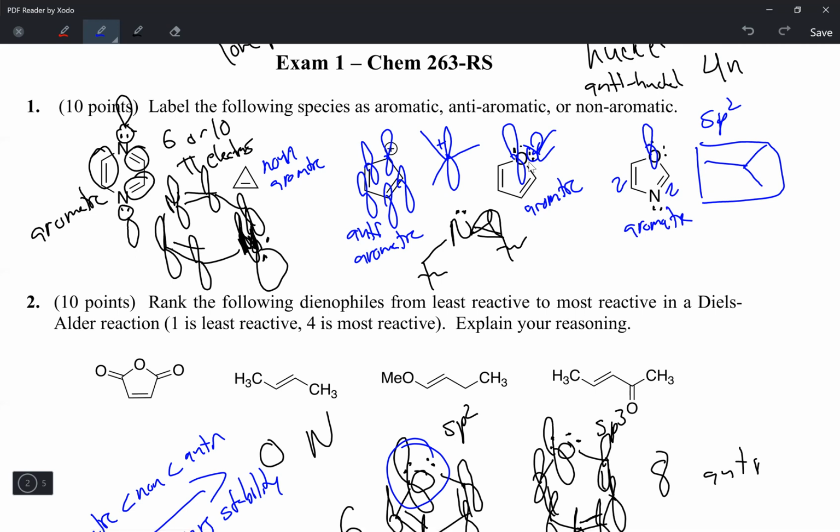Just as a rule of thumb, when we have either oxygen or nitrogen with lone pairs, if it already has a double bond on it, that means it's already locked in the p orbital, and whatever we see is the lone pair, right?